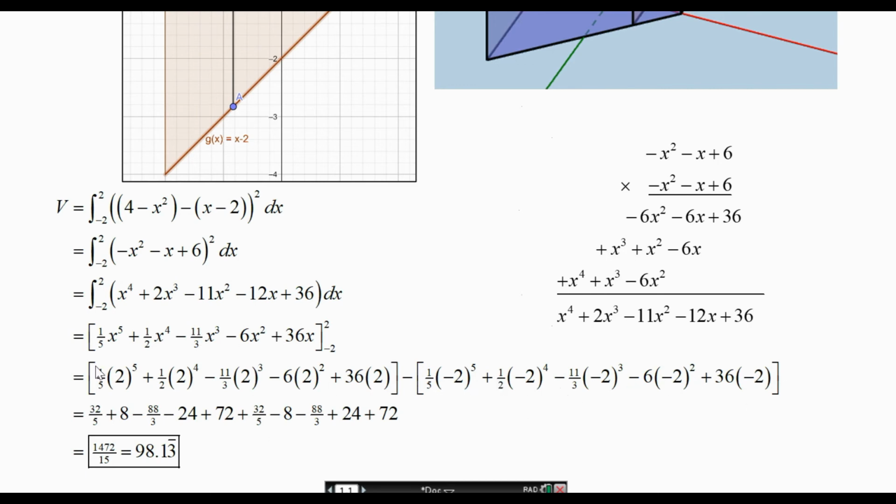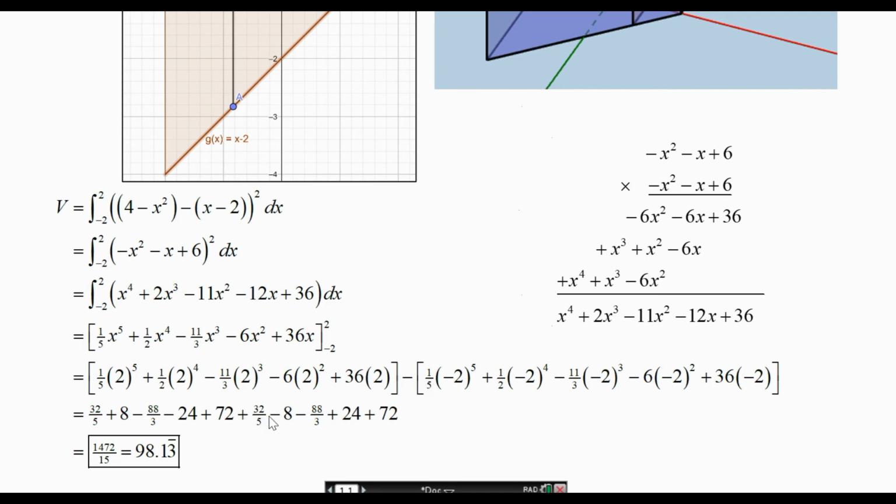Just some arithmetic left. 2 to the 5th is 32 times 1/5 is 32/5. One of those 2's cancels, leaving 2 to the 3rd, which is 8. 2 to the 3rd is 8 times -11 is -88, and then divided by 3, that's -88/3. 2 squared is 4 times -6 is -24. 2 times 36 is 72. I'm going to have a minus here. So here I have 5 negatives and another negative, that's 6 negatives, which makes positive when we're multiplying. So this becomes positive: 2 to the 5th is 32 times 1 is 32, over 5.